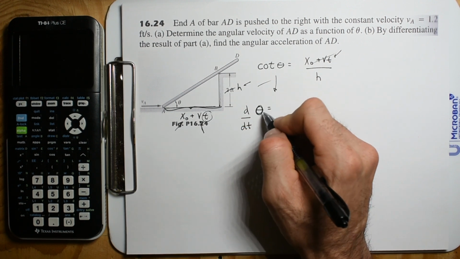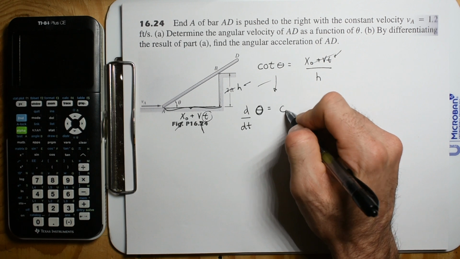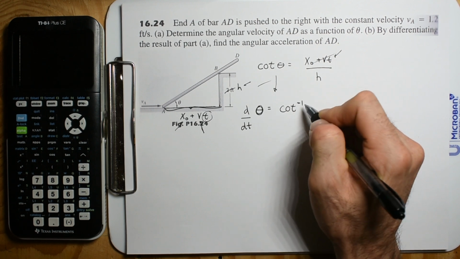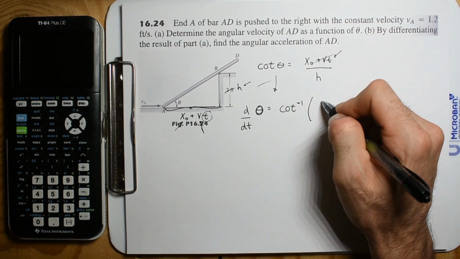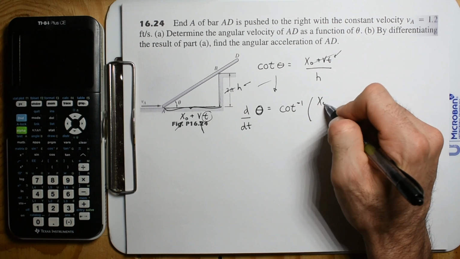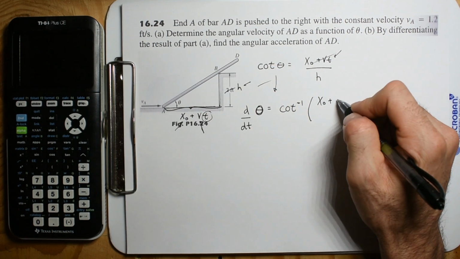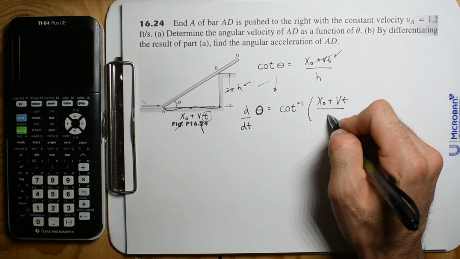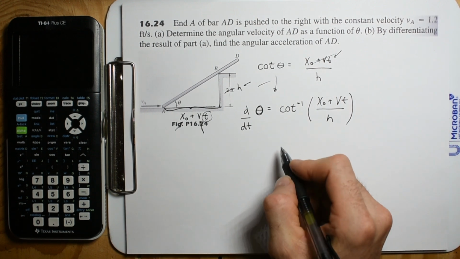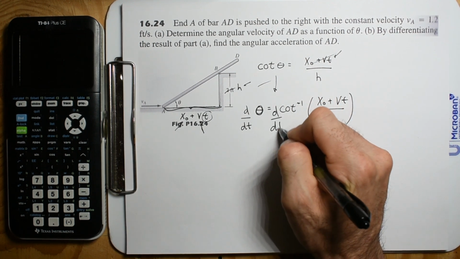And so what is theta? Theta is inverse cotangent of this ratio. It's going to be adjacent over opposite: x naught plus v t divided by h. All right, and now I'm going to differentiate this with respect to time.